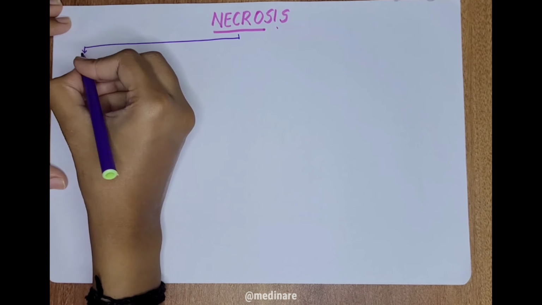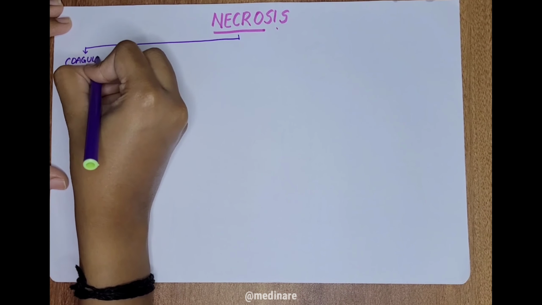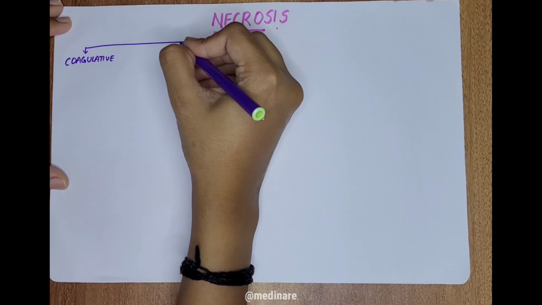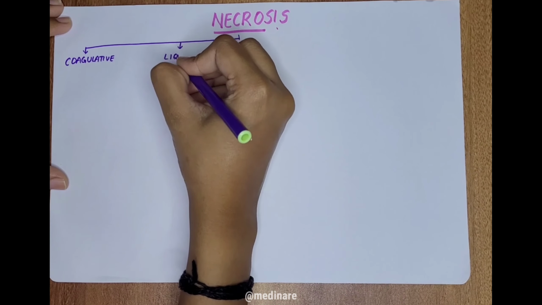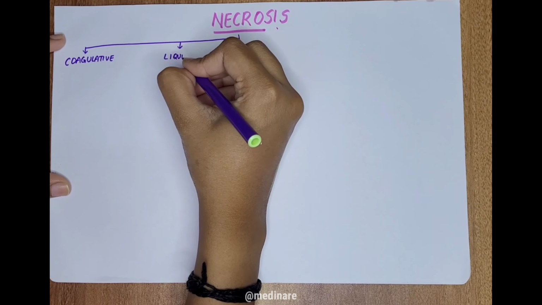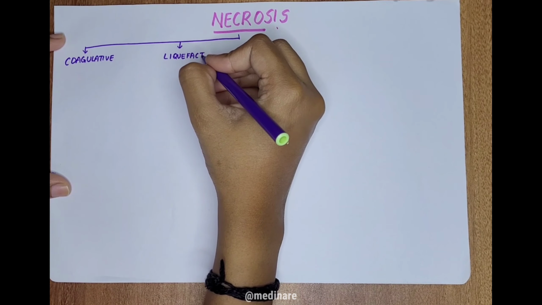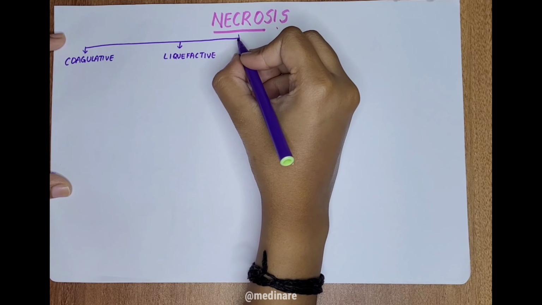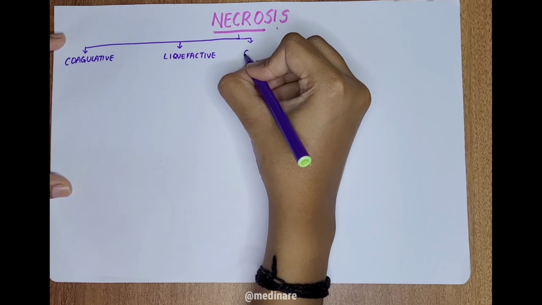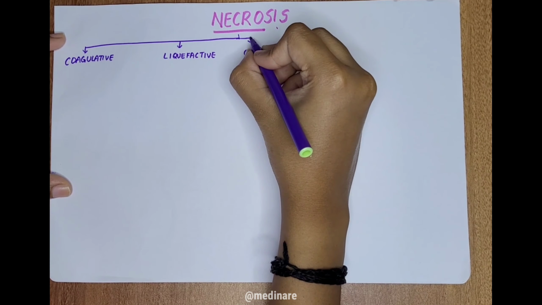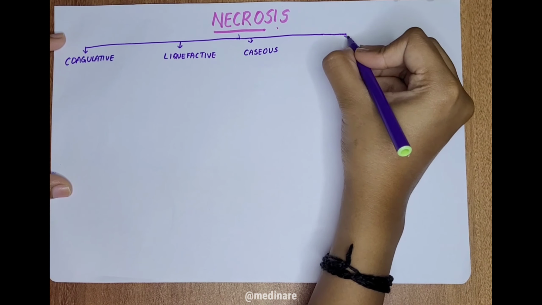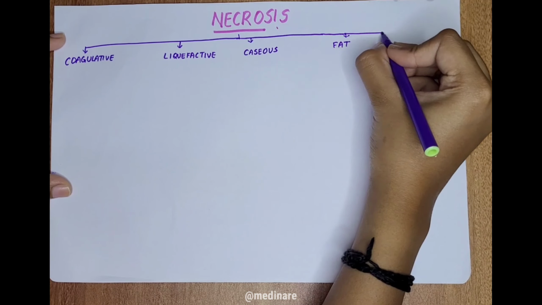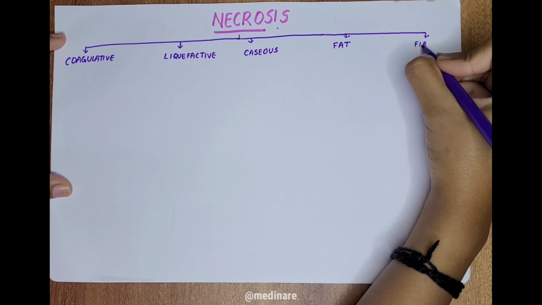Necrosis is of 5 types majorly. They are coagulative necrosis, liquefactive necrosis, caseous necrosis, fat necrosis, and fibrinoid necrosis. We also have another type of necrosis called gangrenous necrosis, which is further classified into dry gangrene and wet gangrene.